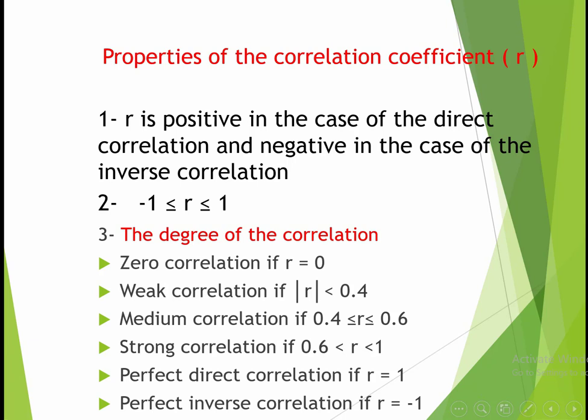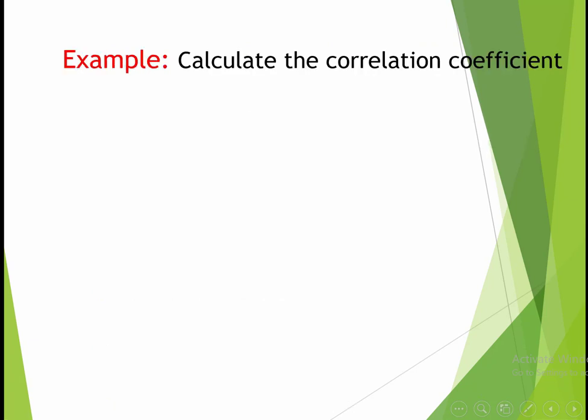Zero, weak, medium, strong, perfect direct, perfect inverse. Zero when R equals 0. Weak when the absolute is less than 0.4. Medium when R lies between 0.4 and 0.6. Here we have to write the absolute. Strong when the absolute of R is greater than 0.6 but less than 1. When R is 1, it's perfect direct. When R is negative 1, perfect inverse.